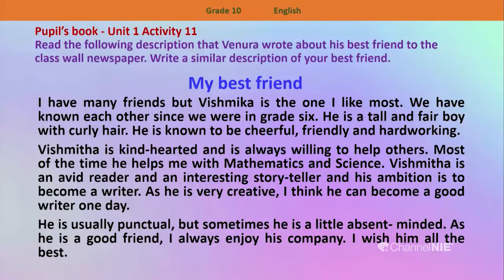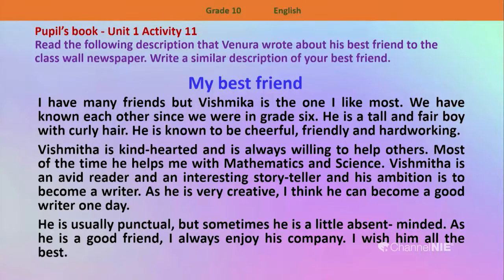My best friend. I have many friends, but Vishmika is the one I like most. We have known each other since we were in grade 6. He is a tall and fair boy with curly hair. He is known to be cheerful, friendly and hardworking. Vishmika is kind-hearted and is always willing to help others. Most of the time he helps me with mathematics and science.